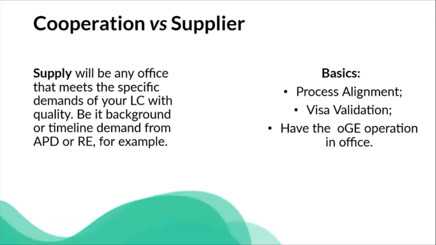And the basics for it to happen are process alignment, always EPs aligned, please. Visa validation, so never work with countries that are on our blacklist. And have the OG operation office, of course.